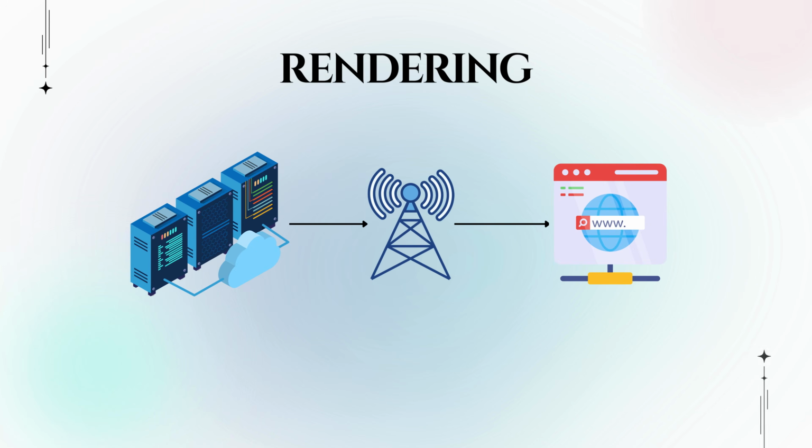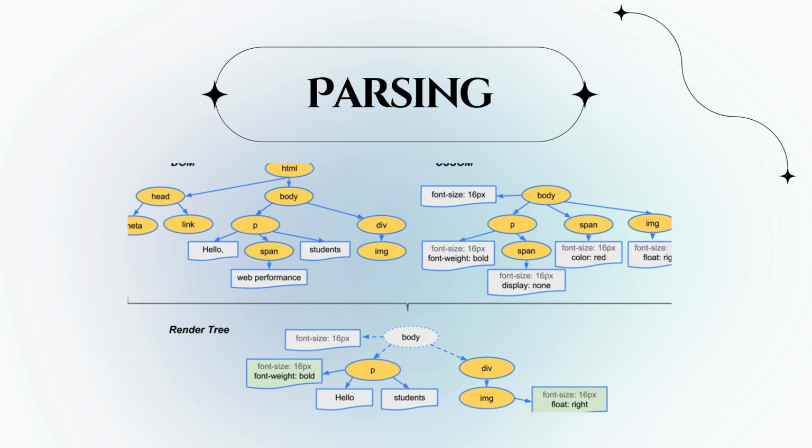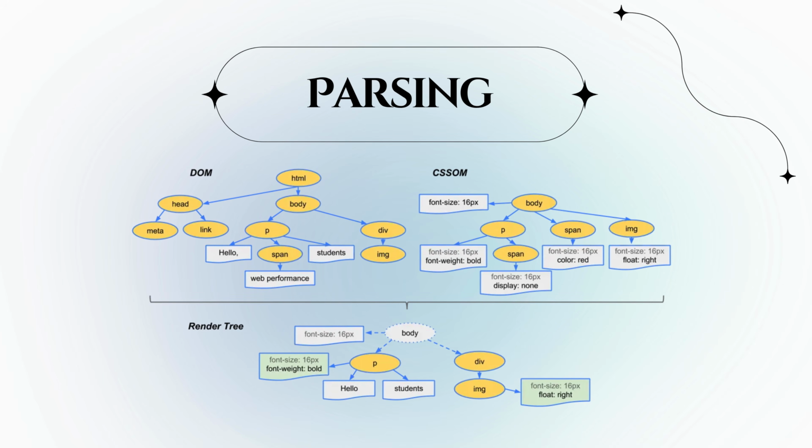Now the browser has received the HTML and other resources. The next stage is rendering, converting the raw text into a visual page. The rendering process includes four main stages: parsing, layout, painting, compositing. In the parsing phase, the browser constructs the DOM tree from HTML and the CSSOM tree from CSS. These trees are essential for visual rendering.